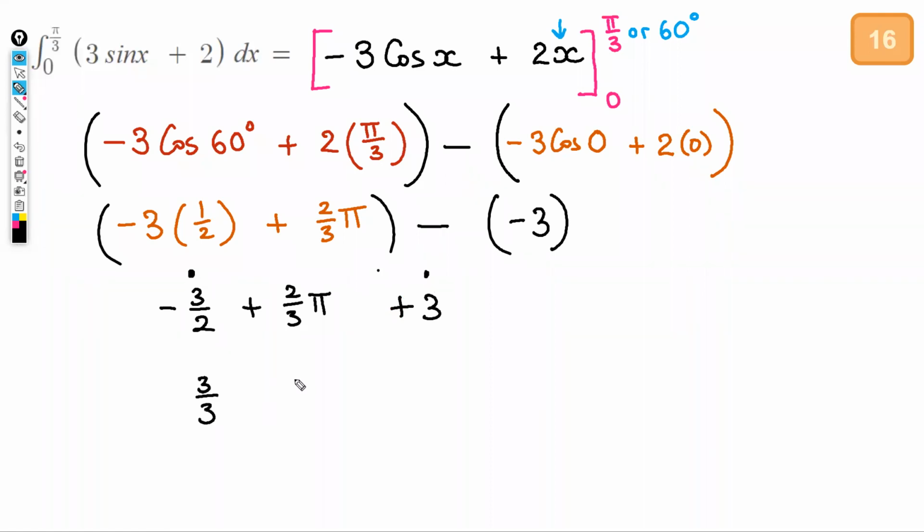And then you have this 2/3 pi. Leave your answer in terms of pi, yeah? And it will be units squared, right? I made a small mistake here. It's supposed to be 3/2.